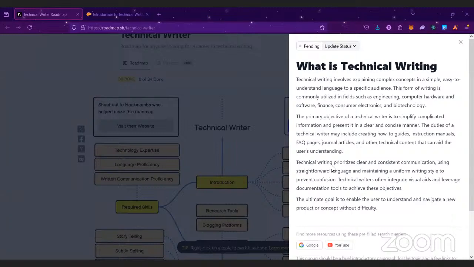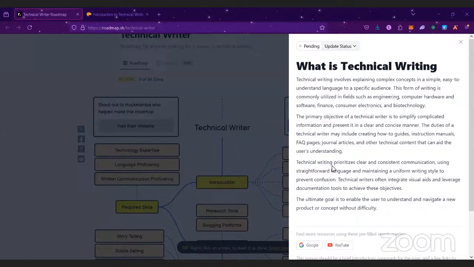Then you go even deeper. Then there's a light paper. A light paper is basically explaining to a layman, somebody who does not really know about the space, trying to use diagrams and infographics. So it is breaking those complex concepts down, targeted to a specific audience. If you're writing documentation for developers, it's different from when you're writing documentation for designers, right? So it's commonly utilized, obviously, in engineering, computer, software, finance, biotech, or even consumer electronics.